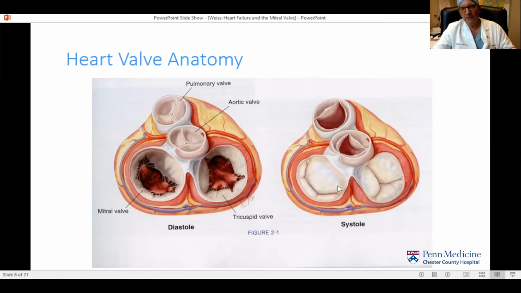Now in the picture to the right, the ventricles have started to squeeze, and those valves have slammed shut: the mitral valve on the left, the tricuspid valve on the right. The valves that let the blood out of the heart, the aortic valve and the pulmonic valve at the top, are open. Okay? Next slide.